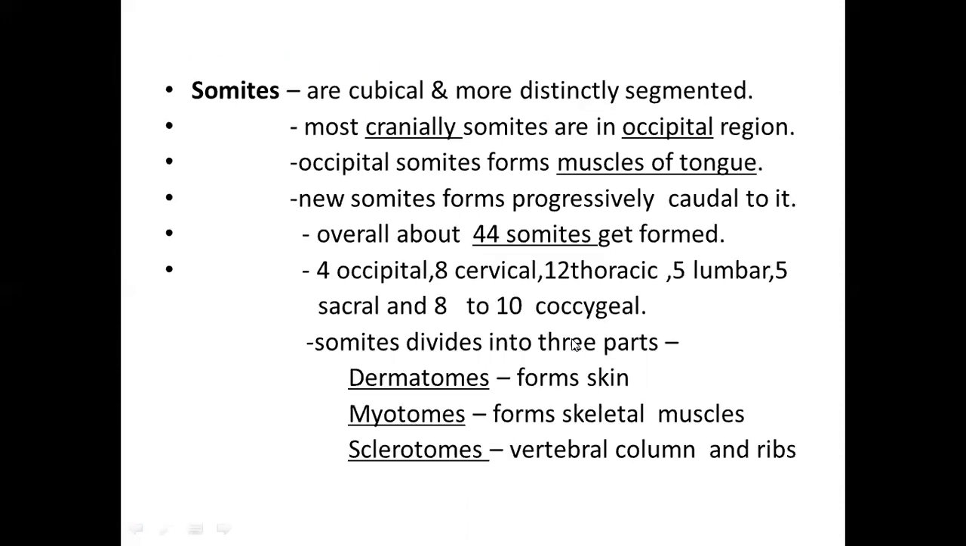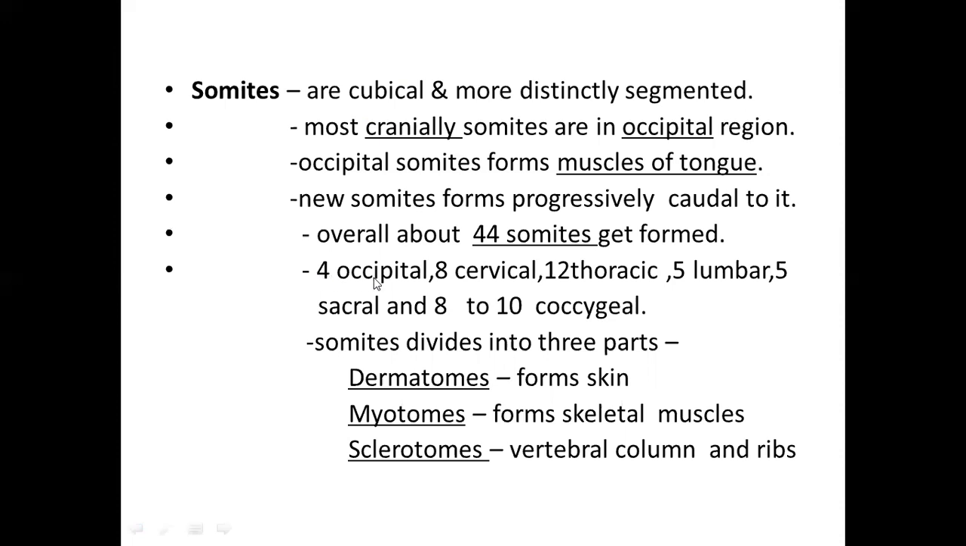We'll see about something regarding the somites. They are cubical in shape and more distinctly segmented as compared to the somitomeres. Most primary somites are in the occipital region. And what does it develop? Occipital somites form muscles of the tongue. New somites form progressively caudally. Overall, about 44 somites get formed.